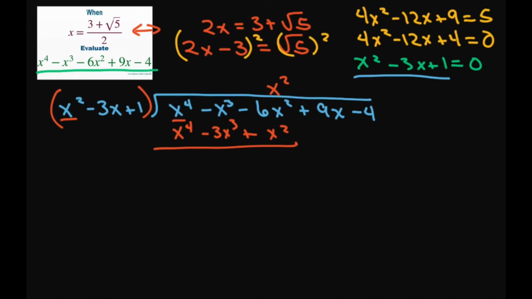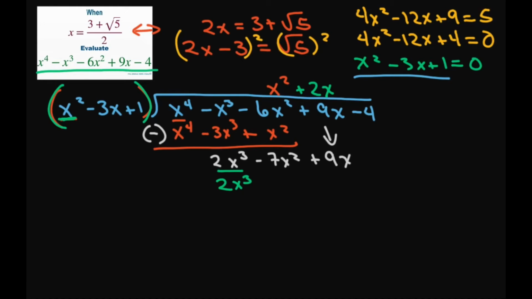You draw a line, and then we're going to subtract each term. So that's why I put it in parentheses. It means we're subtracting. This is going to give you 2x cubed minus 7x squared, and then we're going to bring down our 9x. And then we keep repeating. So what times x squared gives me 2x cubed? That's going to be plus 2x. So when you multiply this whole thing by 2x, we're going to get 2x cubed. So that's going to eliminate this.